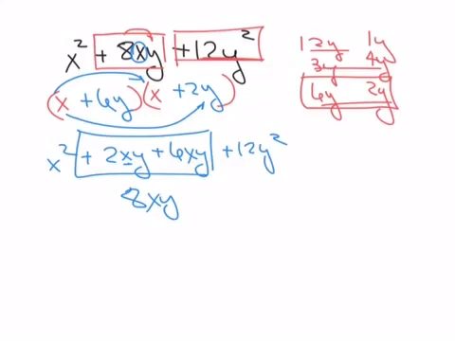Okay, so that's it for 6.2a. We'll continue with example 6 and a little tweaking there for 6.2b.